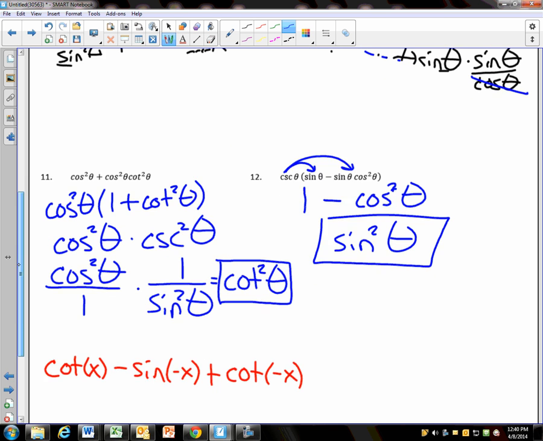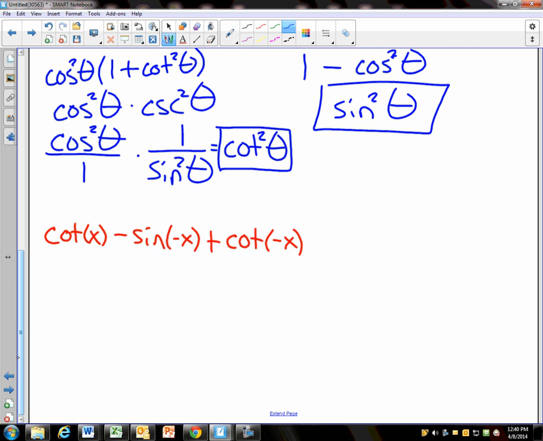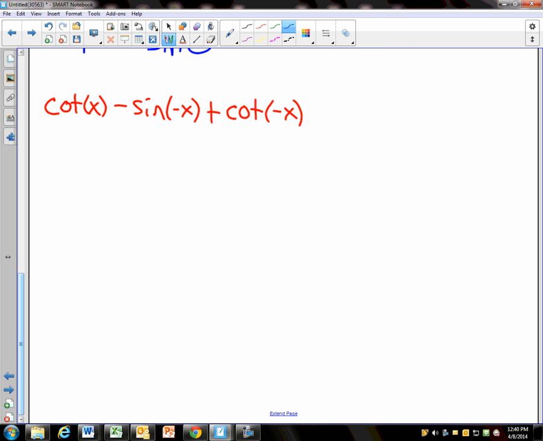Okay, so we're going to add 2 problems. The first one's going to go quick. The second one takes a little while. Add this to the bottom. You notice that instead of theta, it's an x.